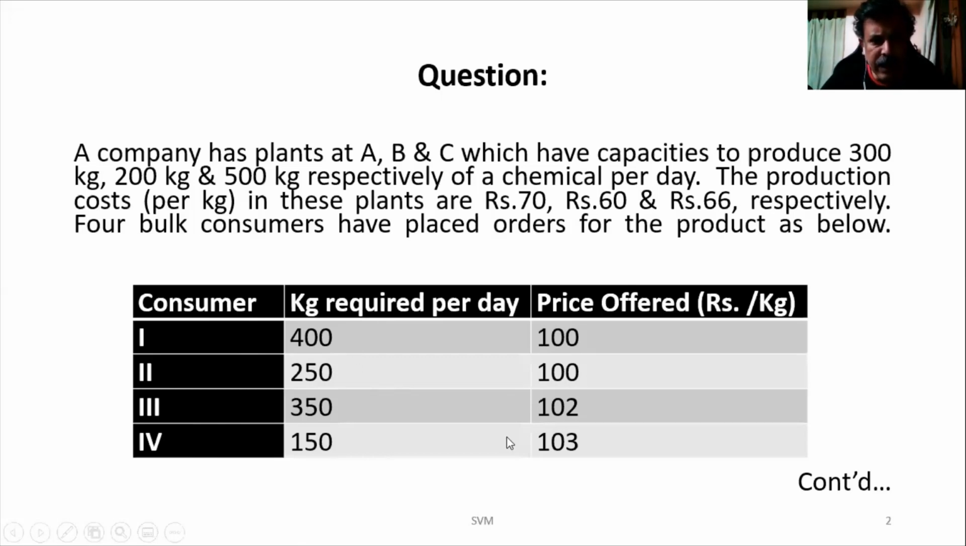So this basically is your demand quantity, whatever is given in the second column. This price offered subsequently will be your selling price. So that is your price offered. And the capacities, this is nothing but the supply quantities.